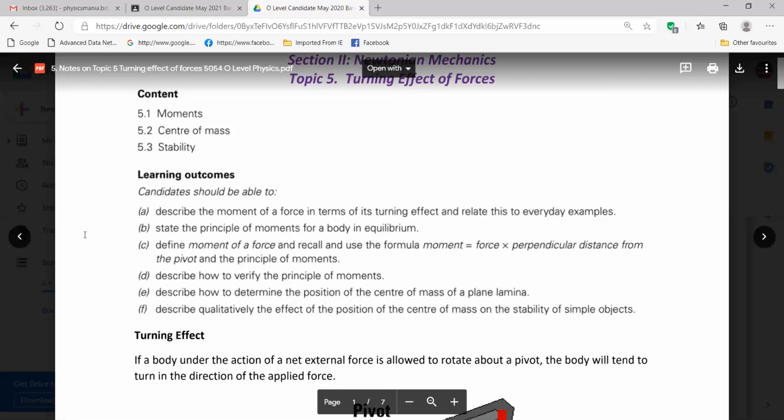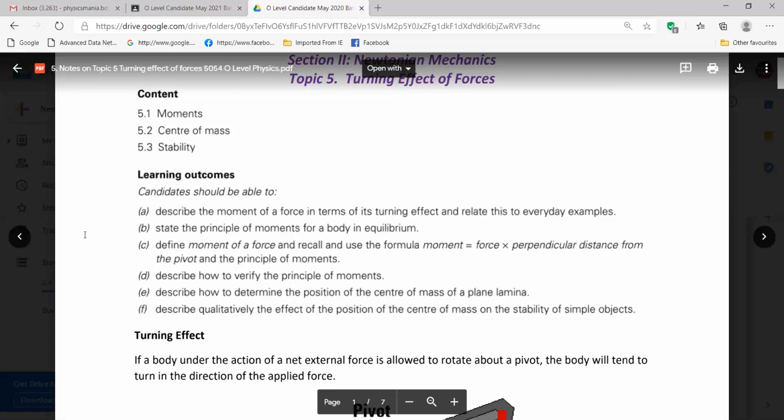Okay, using the string hole, we can make the position of the center of mass. We will show you here, and describe qualitatively the effect of the position of the center of mass on the stability of simple objects.